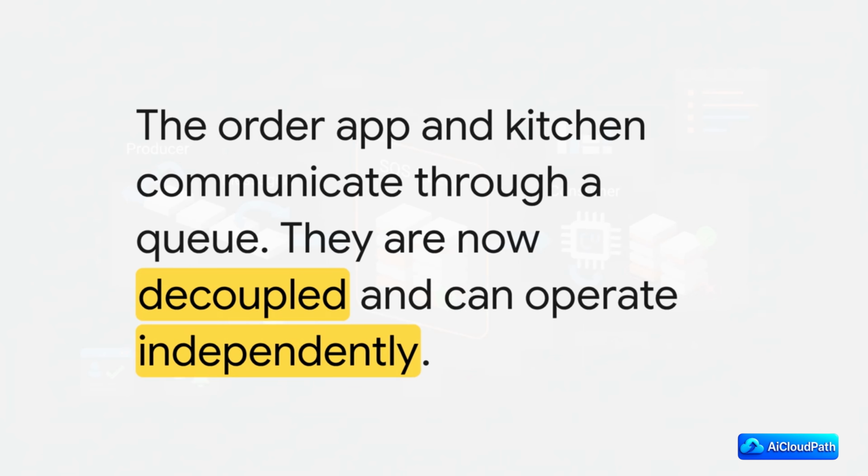With SQS, the whole architecture changes. I mean, look at this. Instead of that direct connection, the order app and the kitchen now talk through an SQS queue. The app just drops the order as a message into the queue, and the kitchen system just pulls that message out whenever it's ready for the next one. This is called decoupling. They can now operate completely independently. They don't need to be online and available at the exact same millisecond anymore.